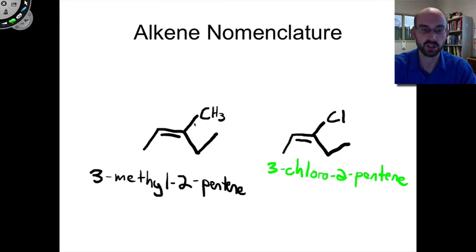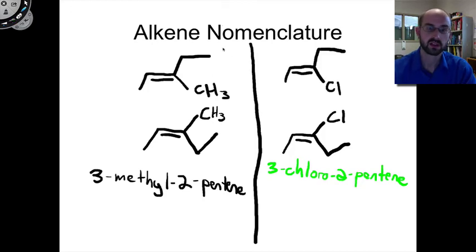So if we were to switch, in this case, the methyl group and the ethyl group, that would be a diastereomer. If we switched the chloro and the ethyl group, that would be a diastereomer of this molecule. So these two molecules are diastereomers. These two molecules are diastereomers. The two molecules on the left are both 3-methyl-2-pentene. The two molecules on the right are both 3-chloro-2-pentene.